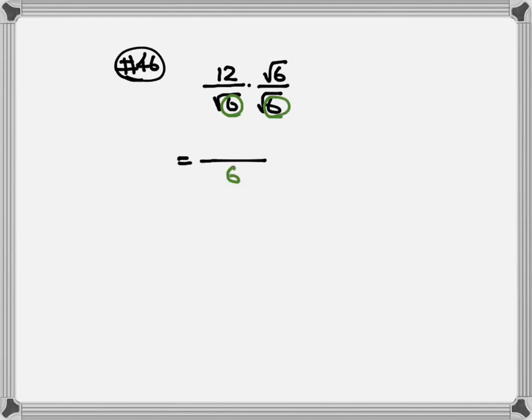For the numerator, I have 12 times square root of 6. Then after that, for a fraction, if you can reduce or you can divide, you must reduce, divide. 12 divided by 6 gives you a 2, so it becomes 2 square root of 6.